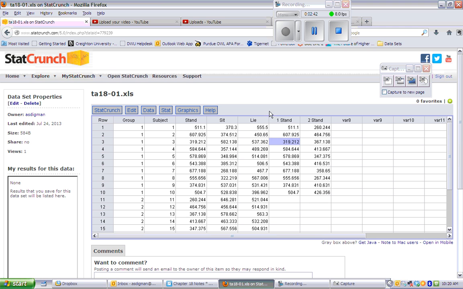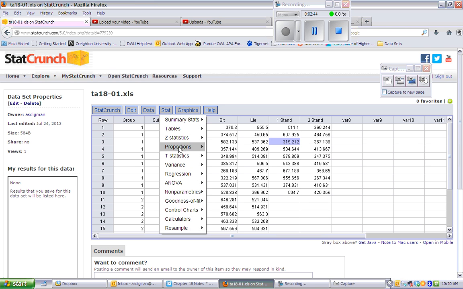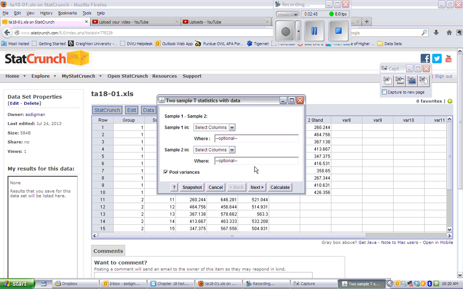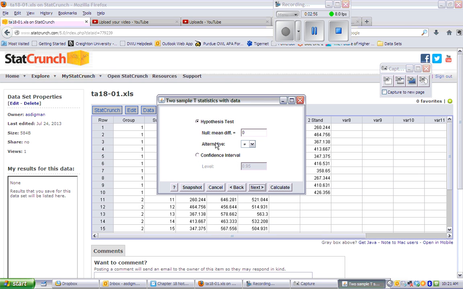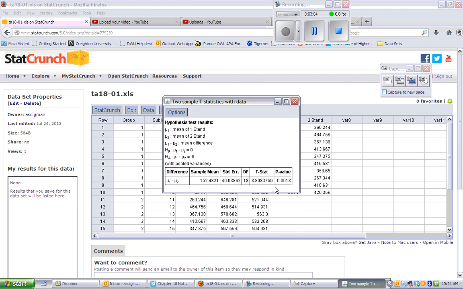So now let's go ahead and run our test. We're going to go to Stat, T-Statistics, Two Sample, With Data. Our sample 1 is our lean group standing. Our sample 2 is our obese group standing. Click Next. We're running a hypothesis test, and since we're just testing that there is a difference, we're going to use not equal. And we can just hit Calculate from here, and you should get these results.